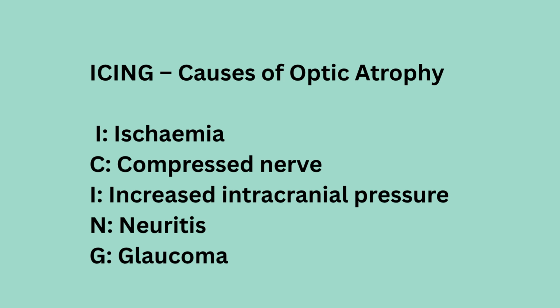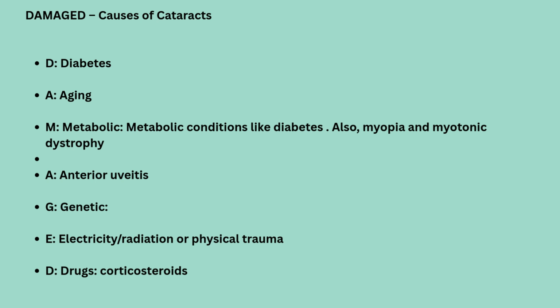This is just a mnemonic for causes of optic atrophy. Important ones in this case would be optic neuritis. And this is the mnemonic for causes of cataracts. The important ones that we need to keep in mind are diabetes, elderly people, myotonic dystrophy, and steroids.